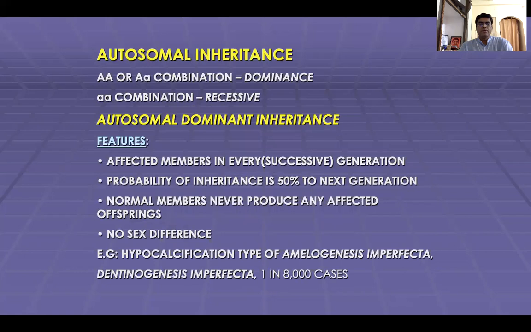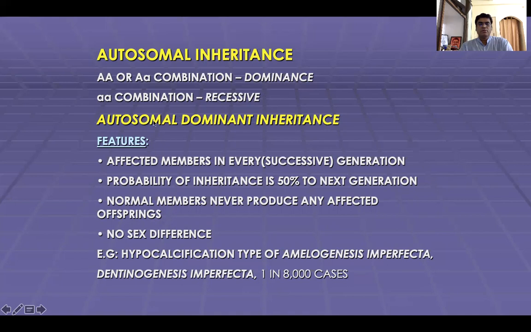Then autosomal inheritance. Here, if it is both capital A's, that is, both are normal, and if one is normal and one affected, like the capital A small a combination, it will be a dominant inheritance. Whereas the small a small a combination will be a recessive type of inheritance.